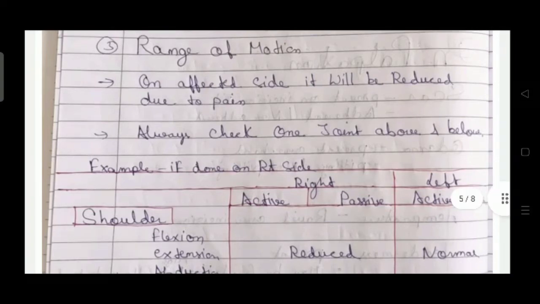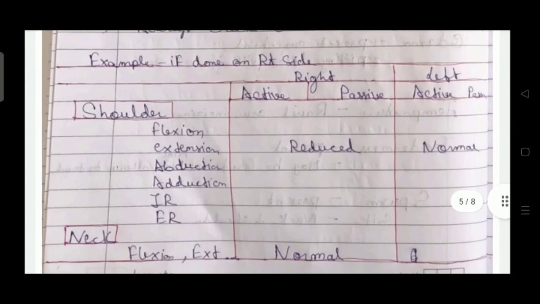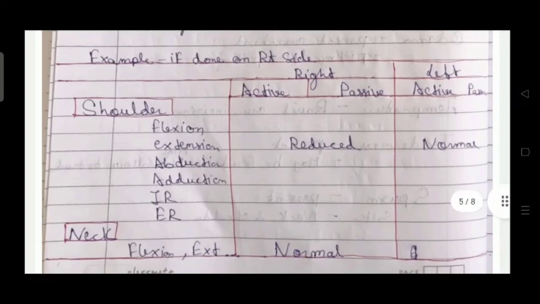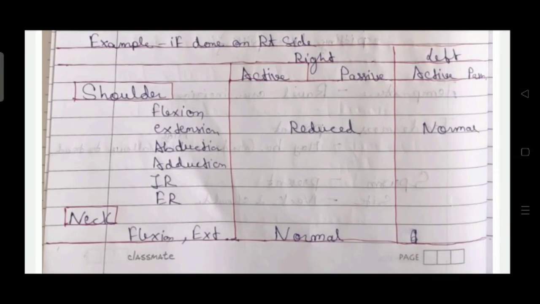Okay, for example, if the patient has been operated on the right side, always make such charts where you write about right and left, and where you write about active and passive. Just write which movements you are checking, like shoulder flexion, extension, abduction, adduction, internal rotation, external rotation, and write that if the right side has been operated, it would be reduced, and the left side would be normal. Okay.